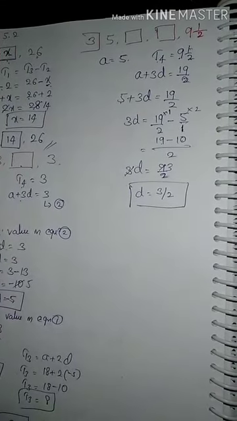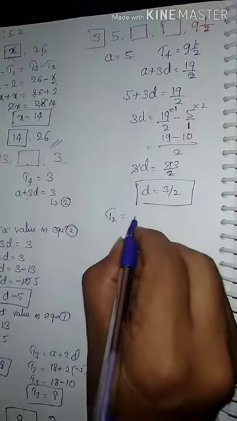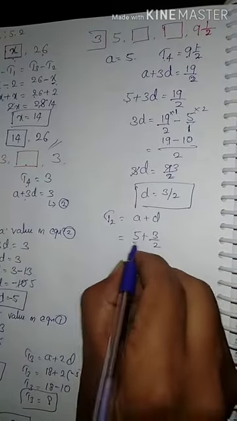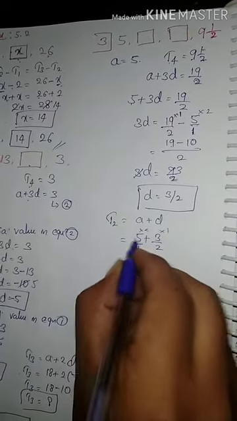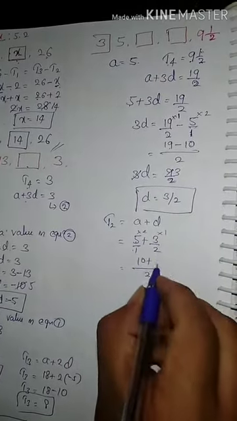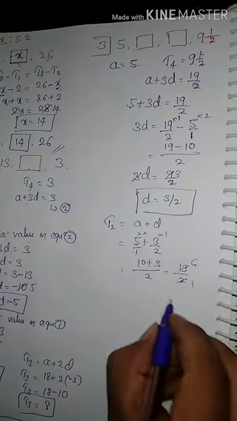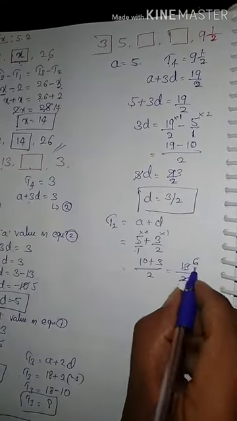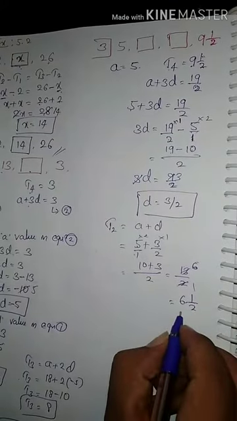Now we have to find the second term and third term of this AP. t2 is equal to a plus d. We know the value of a. a is 5 plus d is 3 by 2. So the LCM is 2, and 1 2s are 2, 5 2s are 10 plus 3 is 13 by 2, which is nothing but 2 6s are 12, and 1 is the remainder. Therefore the mixed fraction of 13 by 2 is 6 whole 1 by 2.